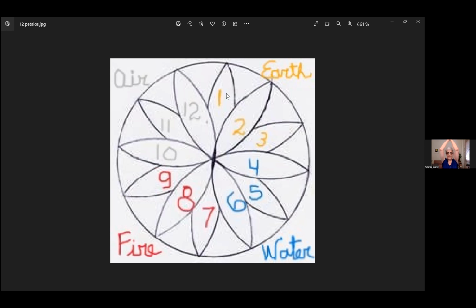Again, first petal of the soul in the element earth, responsibility. We project it and connect it in our heart.